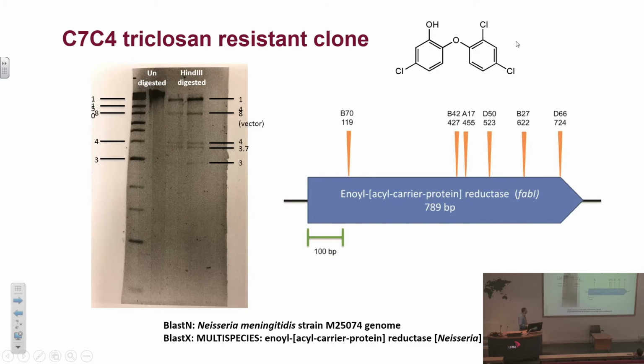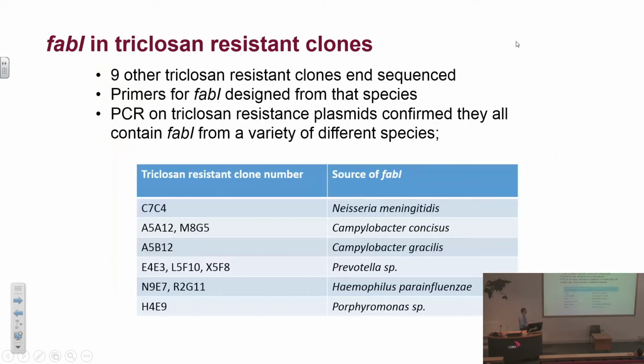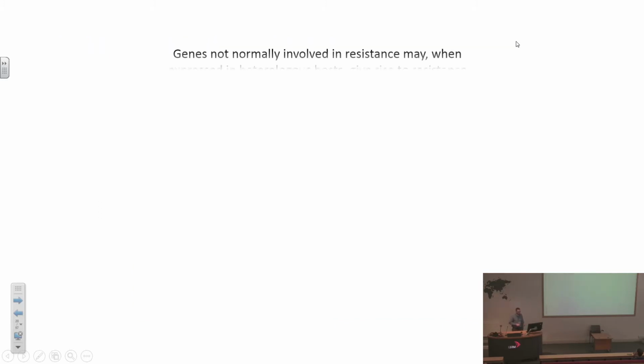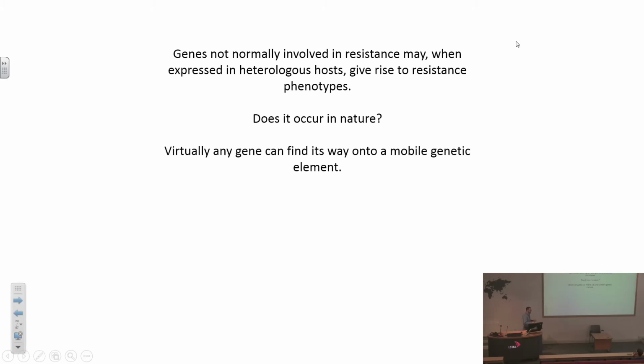We got multiple clones, and we got multiple species of insert, all containing the FabI genes. So every time we got a FabI gene cloned in our library, we got triclosan resistance, which was quite interesting as well. So it just goes to show that actually, if we've got a normal metabolic gene from a bacteria that's not normally involved in antimicrobial resistance, and we put that in a heterologous host, in this case E. coli, we can actually get a resistance phenotype.